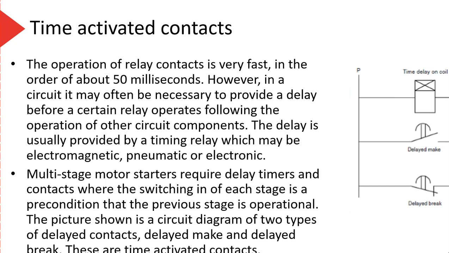We can have time activated contacts. So normally our relay contacts operate really quickly, about 50 milliseconds. I don't know if that's true. I believe it. I've never got out with my stopwatch and measured how fast the relay will switch over. But sometimes we'll need a delay. So we have a timing relay, which may be electromagnetic, pneumatic, or electronic. Yeah, we'll just take that for what it says. We can have relays with time delays in them. So once we put power onto that relay, it will start a countdown, and it will be whatever we set it to, or whatever it is set to out of the factory.